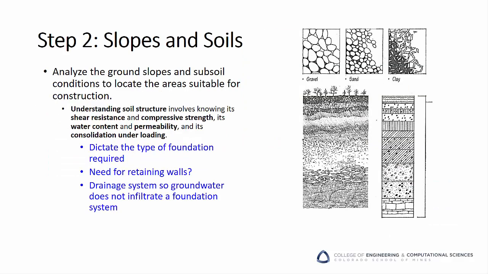Next, take a look at the site's slopes and soils. Analyze the ground slopes and subsoil conditions to locate the areas suitable for construction. Understanding soil structure involves knowing its shear resistance and compressive strength, its water content and permeability, and its consolidation under loading. You may find that your building needs to move slightly, or that you may need to add elements to your concept like retaining walls to accommodate the slopes and soils of the site. As you look at more elements of the site, you may want to actually use tracing paper to sketch out the key topo and soil information so that you can quickly lay different layers of information over your original site sketch as you develop your solution.